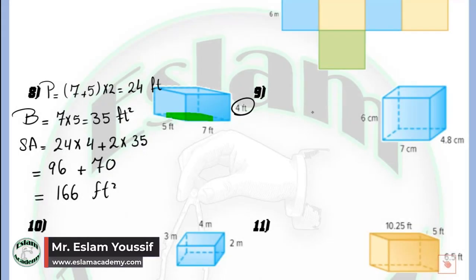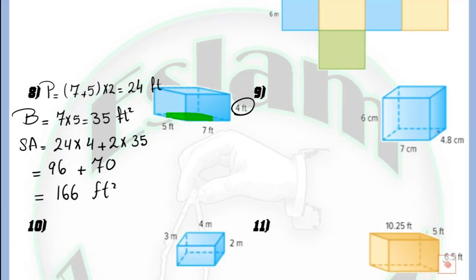In question number 9, we need to find the surface area. If you look at the base, you will find that the base is a rectangle. Now we need to identify the length, the width and the height. 7 is the length, 4.8 is the width, and 6 is the height. The perimeter of the base is equal to length plus width multiplied by 2. So we have 7 plus 4.8 times 2. 7 plus 4.8 equals 11.8, times 2 equals 23.6.